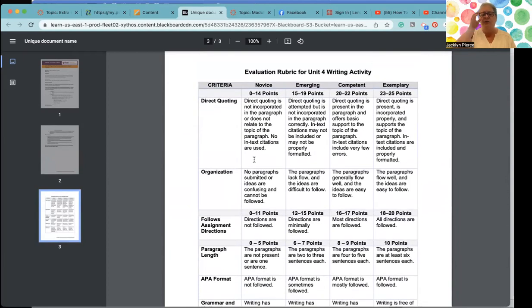And why is this important? If you're not paying attention to the rubric, both before you turn it in and after you get my feedback, you're missing something, right? So I know that I will not get 25 points if I do not have a direct quote, incorporated properly, supporting the topic, and having an in-text properly formatted citation. I cannot score that high if I don't have that. If my paragraph doesn't flow easily, I'm not going to get the full 25 points.